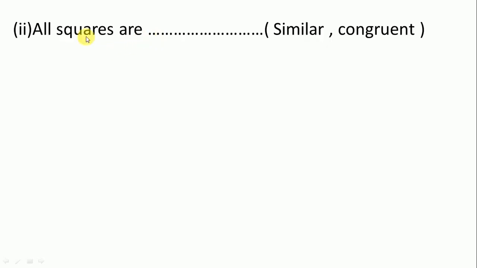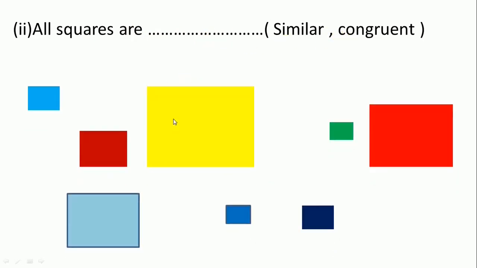All squares are dash, similar or congruent. Here some squares are there of different sizes. First we have to see the shape of the figure. The shape of the figure is same but the size of the figure is different. We can say that squares are similar.